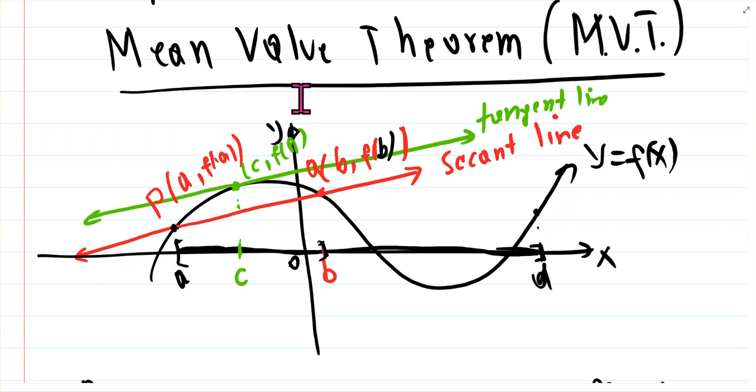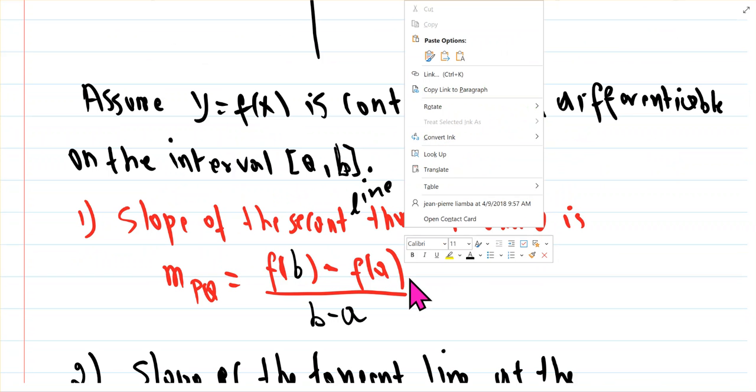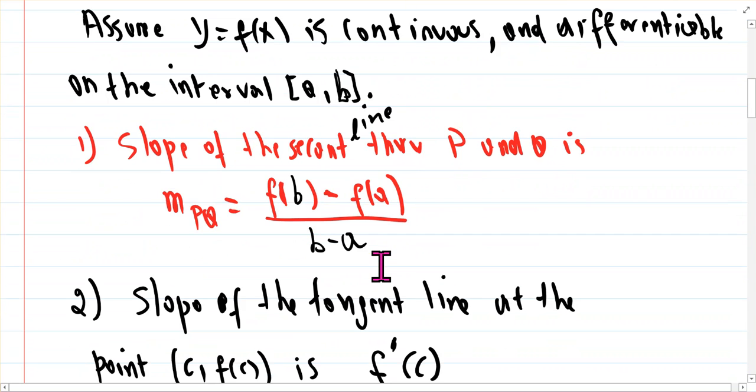The concept of the mean value theorem is that because the 2 lines are parallel and they have the same slope, then we will state that f of b minus f of a divided by b minus a is going to be equal to f prime at c. Basically, that's the mean value theorem. Now let's go to the actual statements.